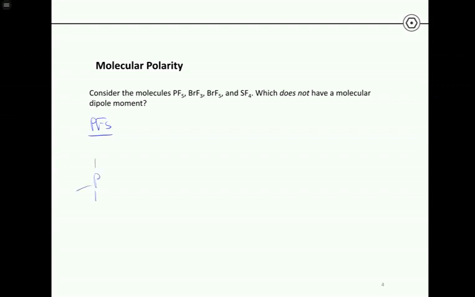So I'm skipping a lot of steps here. You should review how we draw Lewis structures and determine this, but PF5 has no lone pairs on the central atom, so it's going to be an AX5 structure, which is trigonal bipyramidal. And we said that all of the AXn structures with no lone pairs, so if it's AX2, AX3, AX4, AX5, AX6, all of those are nonpolar. So in this case, just like the ones before, all of the dipoles cancel each other out.